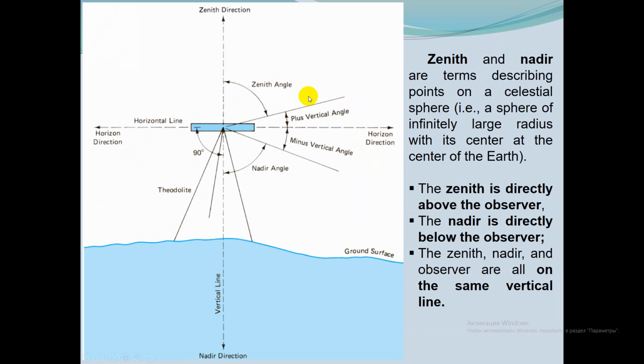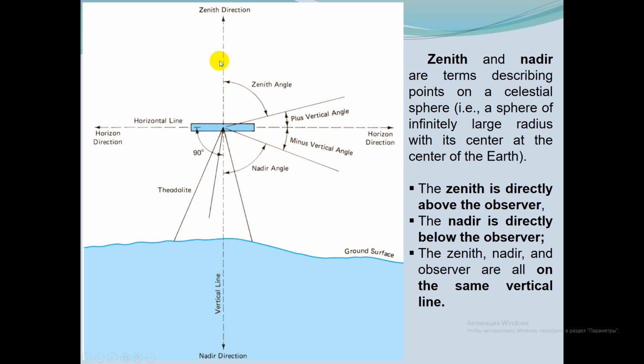So let's talk about vertical angle. Vertical angles, which are used in slope distance correction or in height determinations, are referenced to the horizon by plus up or minus down angles.